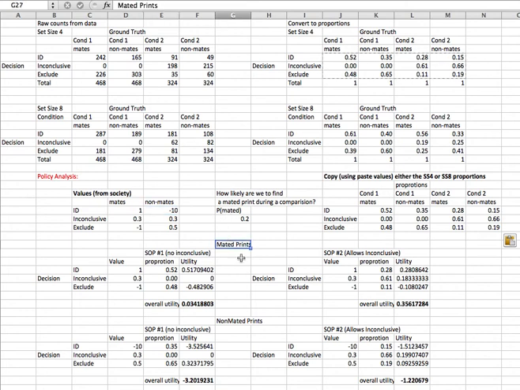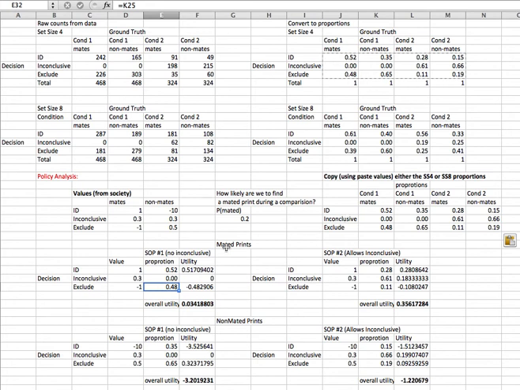So let's do that right here. We're going to consider the two SOPs. So here's SOP1 where you don't allow inconclusive responses, and then here's SOP2 where we do allow inconclusive responses. So in SOP1 for the mated prints, we know that 52 times out of 100 you made a correct identification, and each one of those was worth 1 point. And so we can multiply those two to compute the total points that you get, and it's about 52.517.